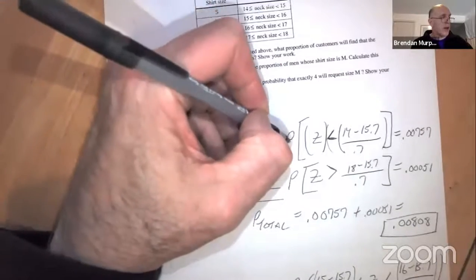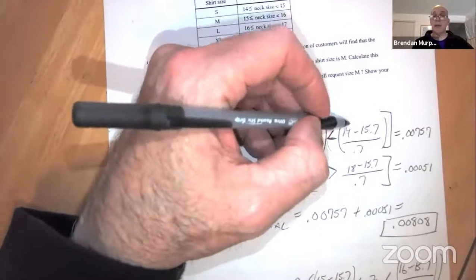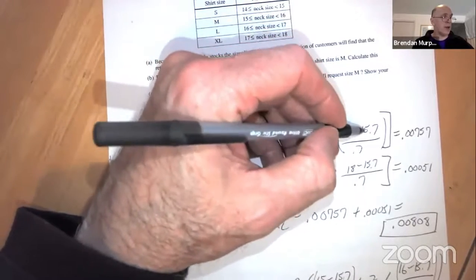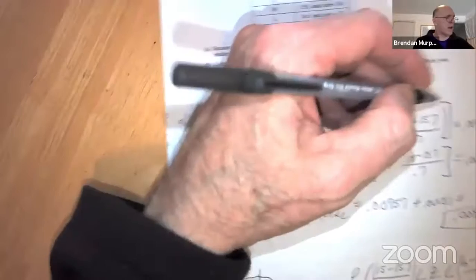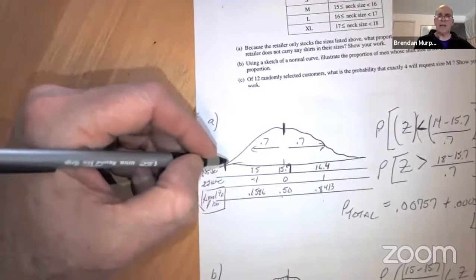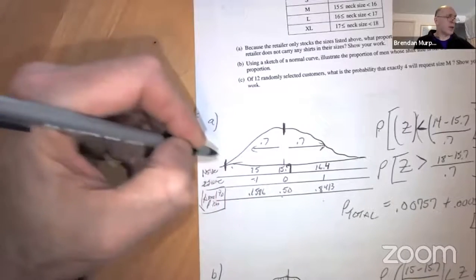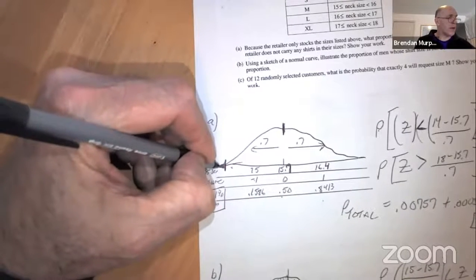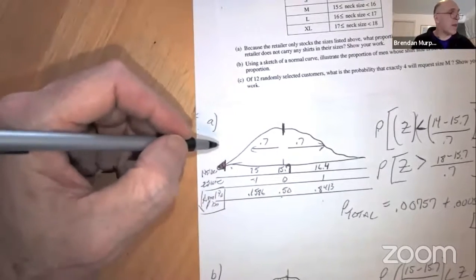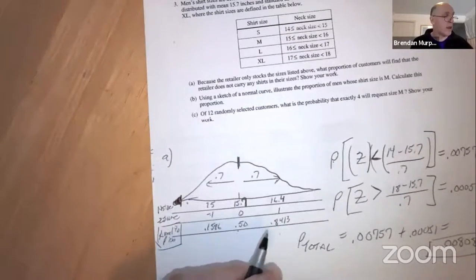So up here, I want the probability that your Z-score is less than, here's my smallest neck size, 14 minus 15.7 over 0.7. So it feels like 14 is going to be way down here, right? You have to go another standard deviation and a little bit, so more than 2 standard deviations below the mean. So it feels like it's going to be a small percentage of males out there whose neck size is smaller than 14.